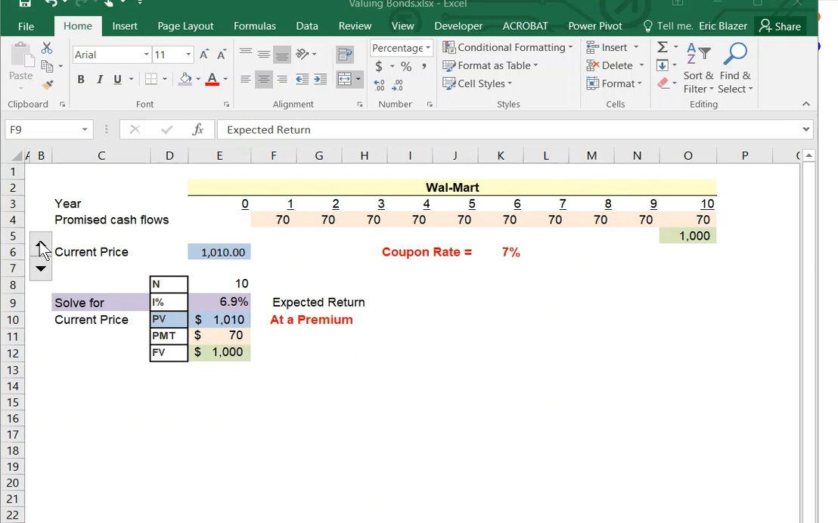So if we paid $1,010 for the bond, it would be selling at a premium, and our expected return would be 6.9%. As we continue to pay higher prices, our expected return goes down. If we pay lower prices, our expected return goes up. At a price below par, our expected return will be higher than the coupon rate. We can't directly observe expected returns. Expected returns are observed or calculated indirectly from an observed market price.